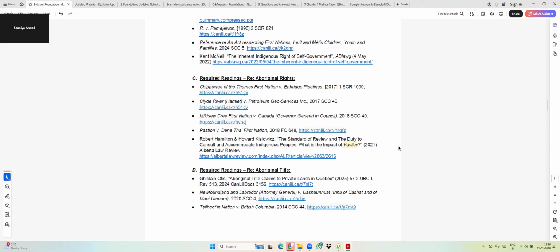Right. So, how does that help to understand the standard of review and the duty to consult and accommodation with the indigenous people, as per Robert Hamilton? What do you think? Because this is one of the important articles. So, what do you think was the perspective of this author? What did he want to say?